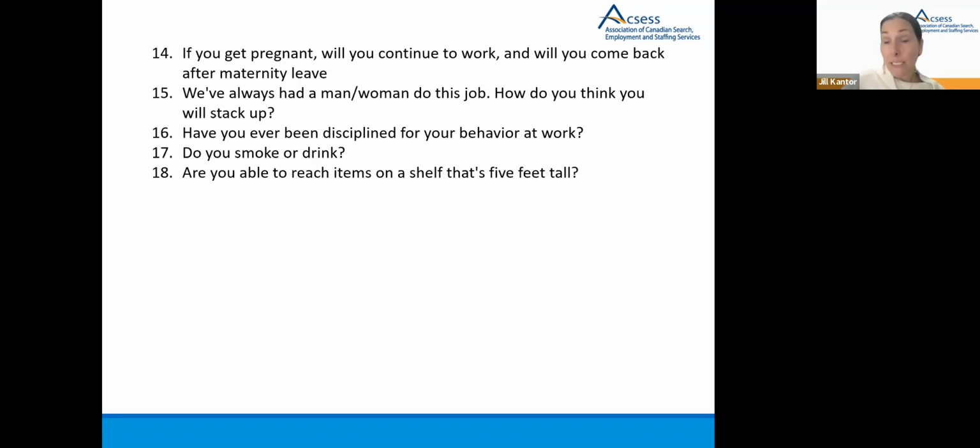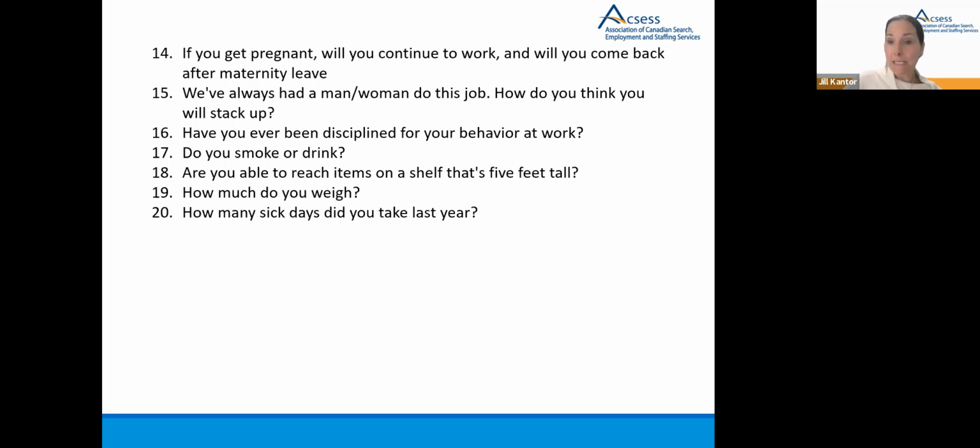Usually I get a mixed bag of responses, but you actually can ask that question. You're not asking them how tall they are, you're asking, can you reach items? How much do you weigh? Okay, big all caps no. So you might say, are you able to lift boxes weighing up to 50 pounds?